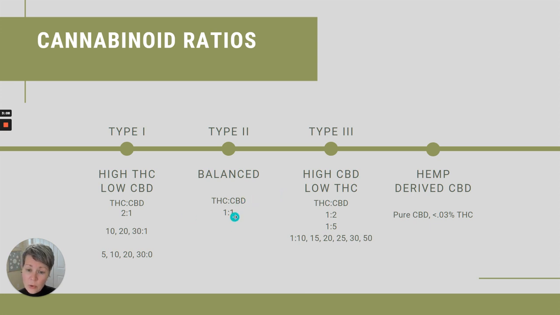And then our balanced, of course, is just a simple 1-to-1 ratio. And then our type 3, high CBD, low THC, also listed as THC first and CBD second. So we're looking at something like a 1-to-2, 1-to-5, 1-to-10, 15, 20, 25, 30, and 50. Each of these types of ratios are indicative of different situations and whatever it is that you're going through.